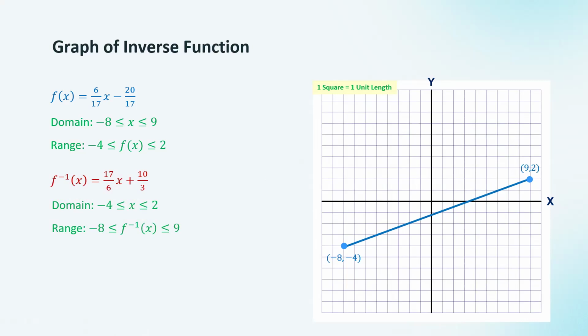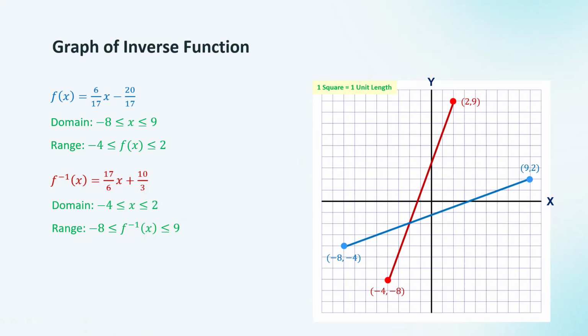Now, we can just plot the points on the graph. So it's going to look like this: (-4, -8), and then (2, 9), and then we can draw a straight line. So there you go, that's the graph of the inverse function.